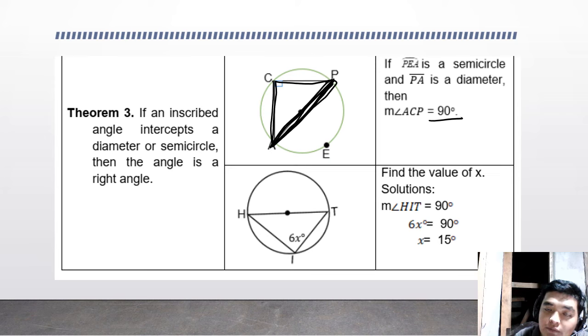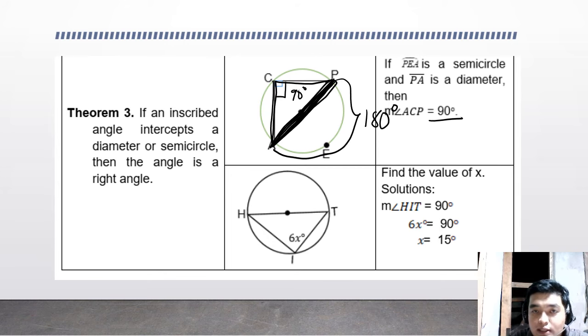The diameter divides the circle into two equal parts. So what's the measure of this intercepted arc? That is 180 degrees since it is a semicircle. By theorem 1, half of 180 is 90, so that is a right angle. Meaning, if the inscribed angle intercepts a diameter, it follows that it is already 90 degrees.